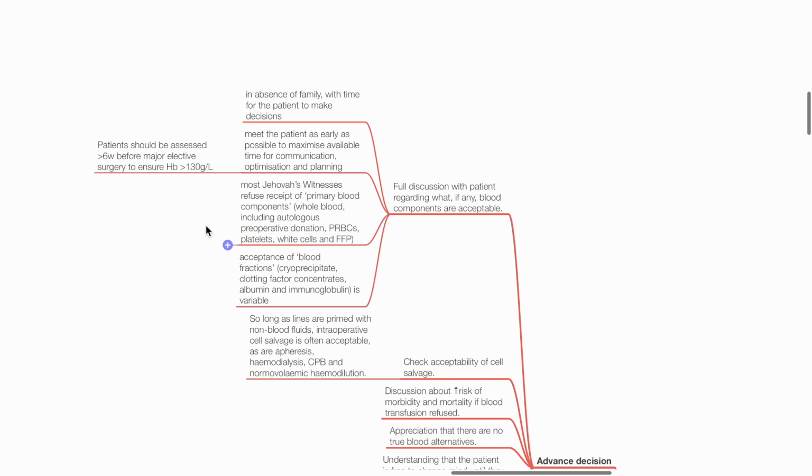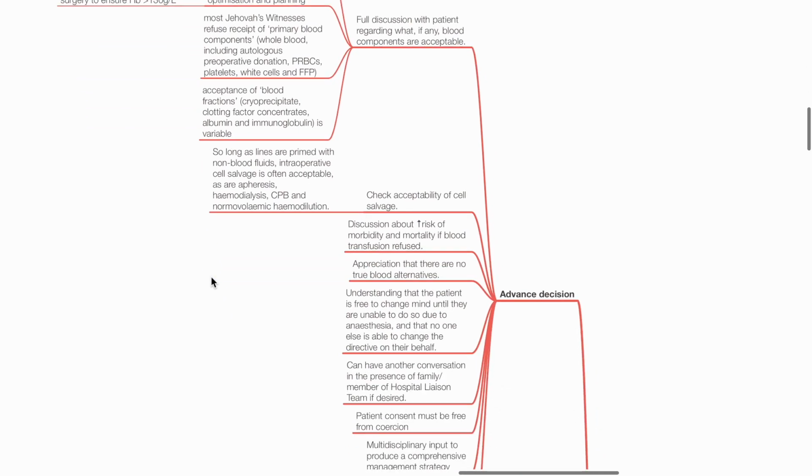Most Jehovah's Witnesses refuse receipt of primary blood components such as whole blood, including autologous preoperative donation, packed red cells, platelets, white cells, and FFP. Acceptance of blood fractions such as cryoprecipitate, clotting factor concentrates, albumin, and immunoglobulin is variable. Check acceptability of cell salvage. So long as lines are primed with non-blood fluids, intraoperative cell salvage is often acceptable. Also check plasmapheresis, hemodialysis, CPB, and normovolemic hemodilution.